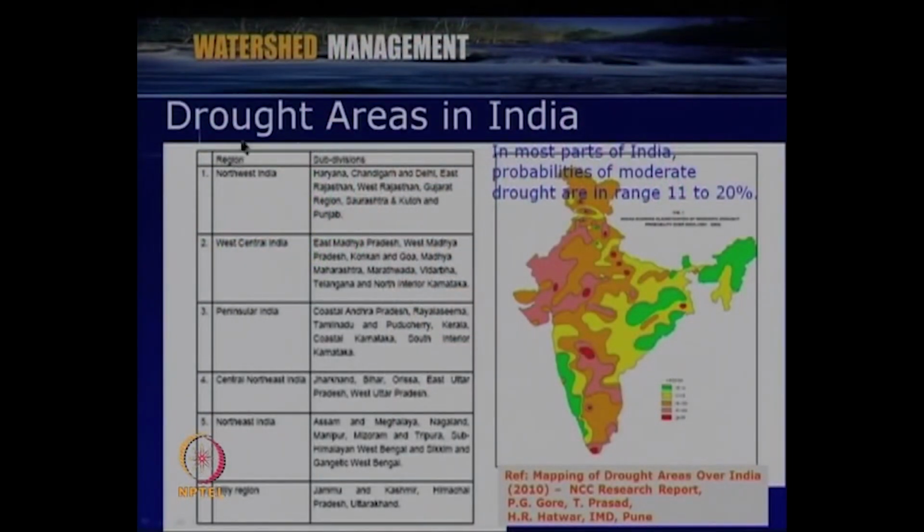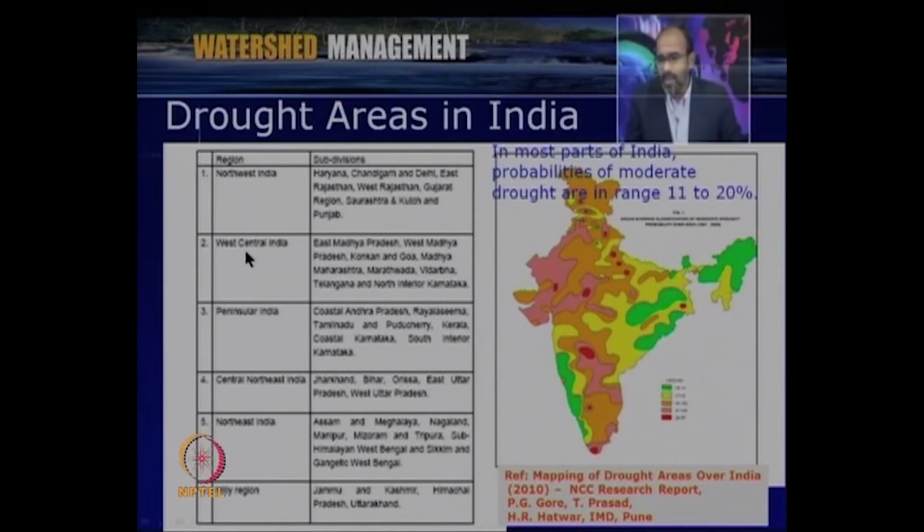So, according to their analysis, the drought prone areas include northwest India, like some of the subdivisions of Haryana, Delhi, East Rajasthan, West Rajasthan, Gujarat, Saurashtra, Kutch, etc. Then west and central areas like East Madhya Pradesh, West Madhya Pradesh, Konkan, Goa, Maharashtra, etc. Then peninsular India like coastal Andhra Pradesh, Rayalaseema, Tamil Nadu and Pondicherry, and some parts of Kerala.